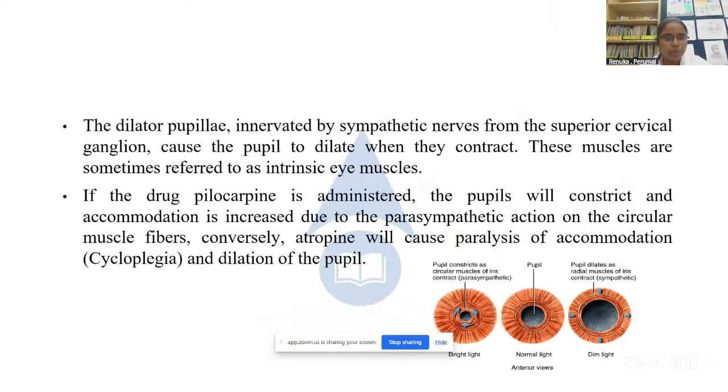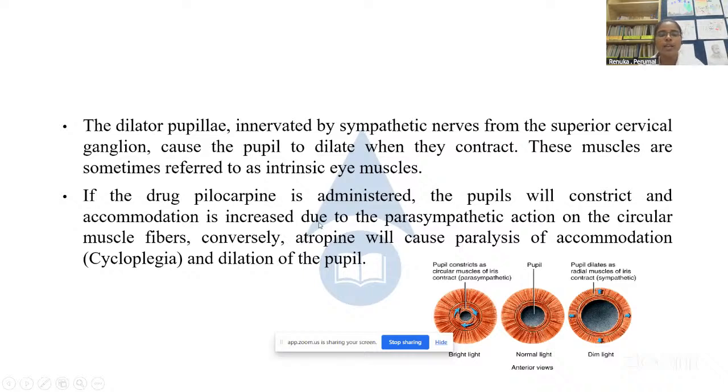Similarly, when the dilator pupillae is innervated by sympathetic nerves from the superior cervical ganglion, there will be dilation. These muscles are referred to as intrinsic eye muscles. In this image, we can see the pupil constrict as the circular muscle of the iris contracts, which is parasympathetic, under bright light conditions and normal light pupil. And in dim light, the pupil will dilate as the radial muscle of the iris contracts, which is sympathetic.